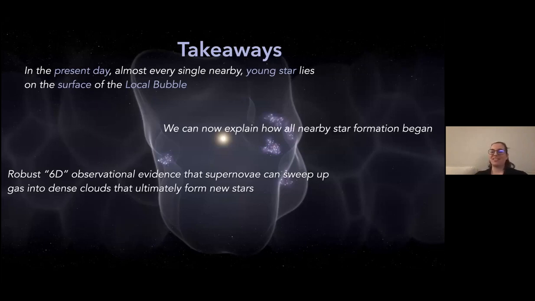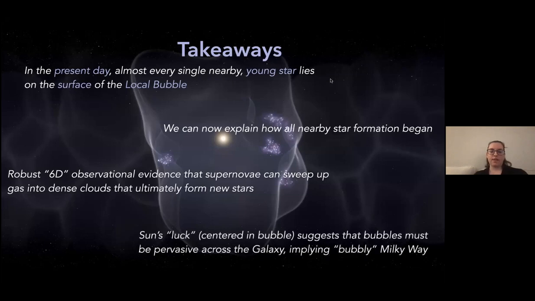So of course, this has been a long-held theory for decades, and we see it all the time in simulations. But this is, to our knowledge, a pretty systematic attempt to produce the same dimensionality that we can see in simulations. And then finally, the sun's luck: the fact that the sun is centered inside the bubble suggests that these bubbles must be pervasive across the galaxy. And so we've actually been working on trying to piece together where all these neighboring bubbles are. And we think that this is quite common in the solar neighborhood and that many, many clouds lie as surfaces on the edge of superbubbles.